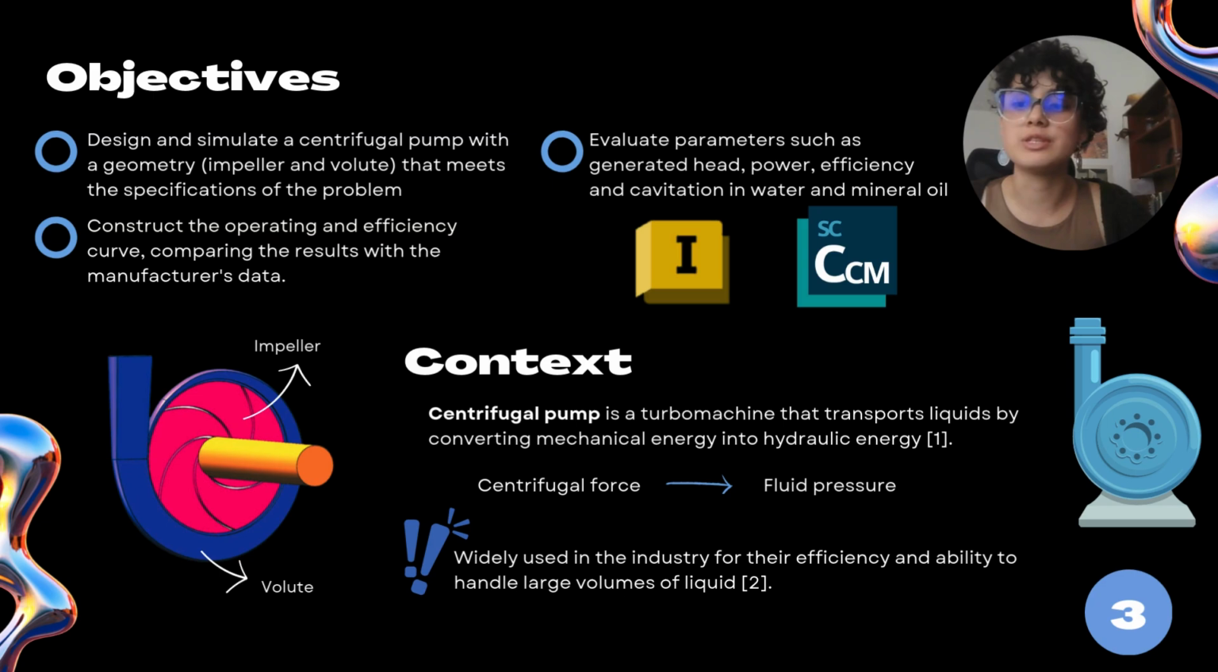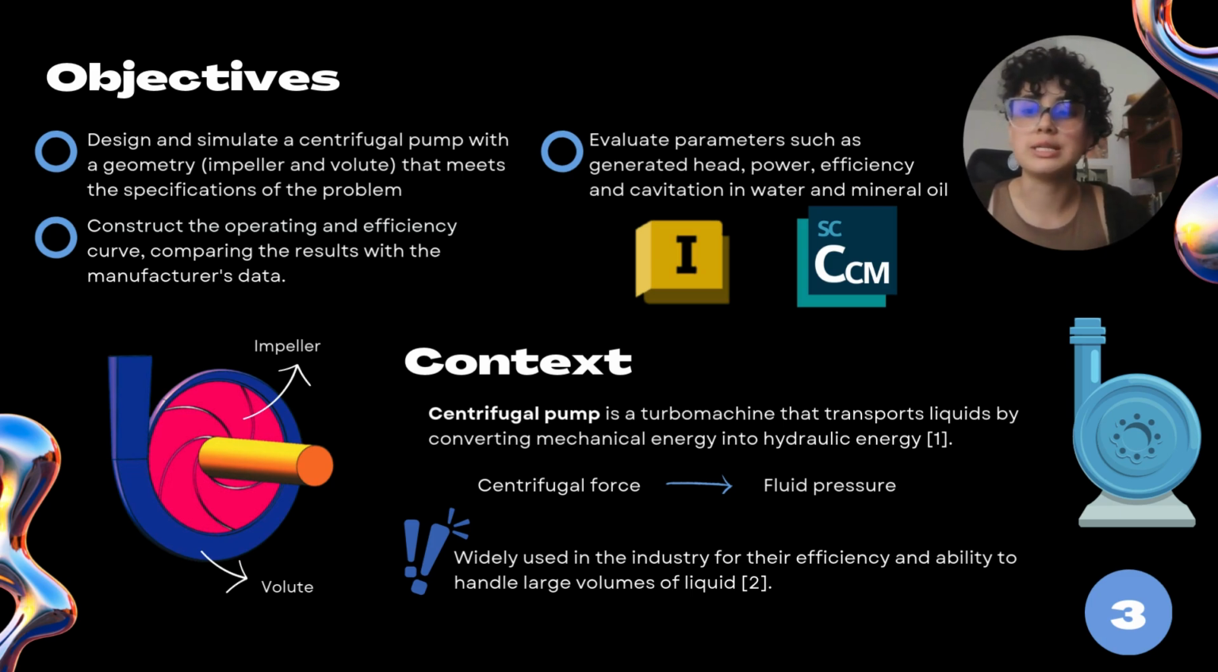To do this, the physical models governing its operation will be identified. Its dimensions will be sketched. It will be modeled in Autodesk Inventor and simulated in StarCCM+. Parameters such as generated head, power, efficiency, and cavitation in water and mineral oil will be evaluated. Finally, the operation and efficiency curves will be constructed, comparing the results with the manufacturer's data.